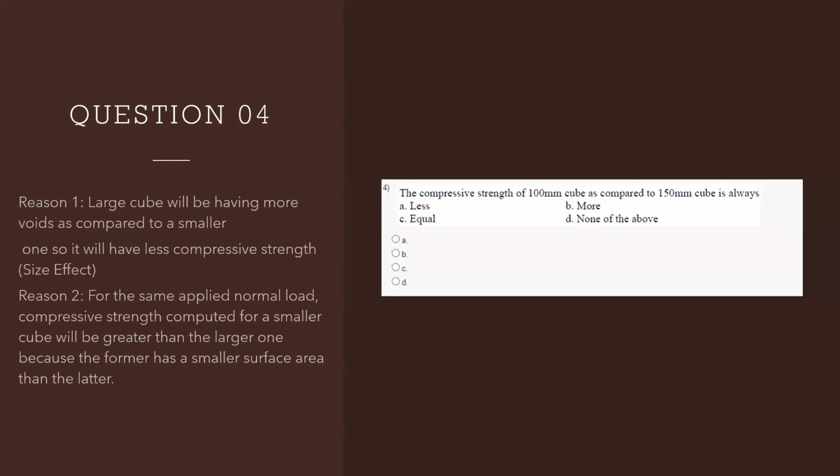Question 4 is, the compressive strength of a 100 mm cube as compared to a 150 mm cube is always. There are two approaches to answer this question. The first approach is the size effect. If we consider the larger cube, it may have larger voids or larger impurities present inside. So due to the size effect, the larger cube will have less compressive strength as compared to the smaller cube. The second reason is that if we apply the same normal load on both cubes, due to the smaller surface area of the smaller cube, it will show larger compressive strength.